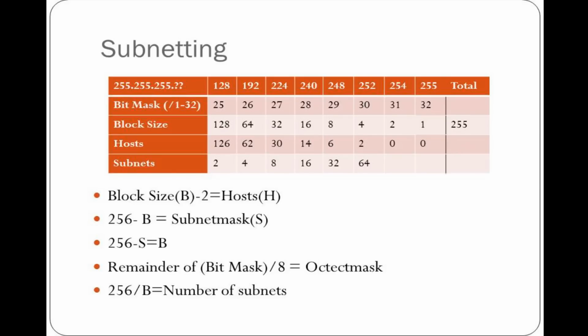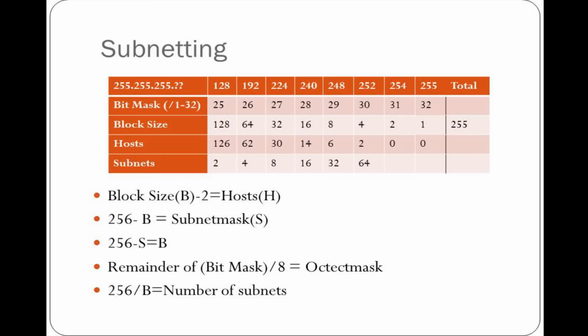This table displays the available subnet values for the 4th octet. Below each value is the corresponding bit mask value. Below each bit mask value is its block size. A block size is the total amount of IP addresses per subnet. Notice how if you add the block size to its corresponding mask, it will equal 256.